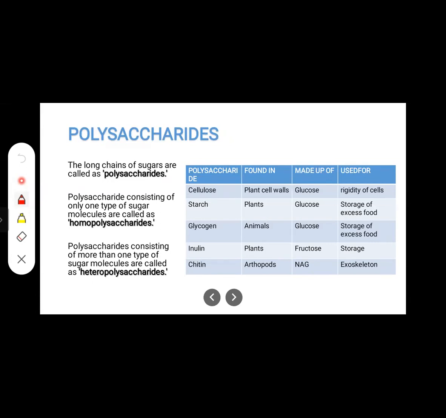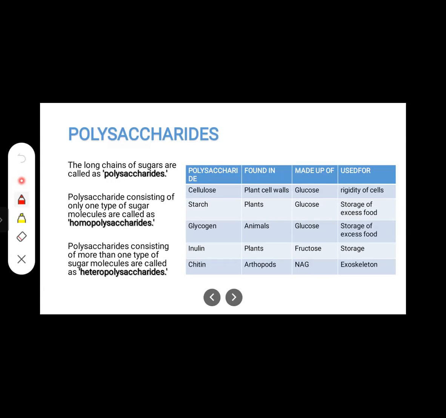Okay, so now you can see the examples of different polysaccharides, where they are found, what they are made up of and why they are used. So make a note of this table and try to remember it. Then when I ask the questions, a mixed combination of questions will be asked based on these concepts.